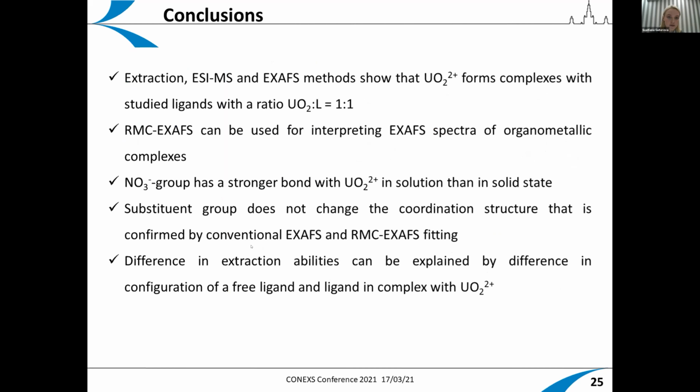In conclusion, extraction, mass spectrometry with electrospray ionization and EXAFS methods showed that uranyl cation forms complexes with the studied ligands with a ratio of 1:1. A reverse Monte Carlo method can be used for interpreting EXAFS spectra of organometallic complexes.